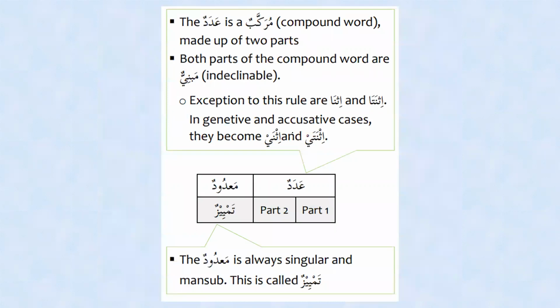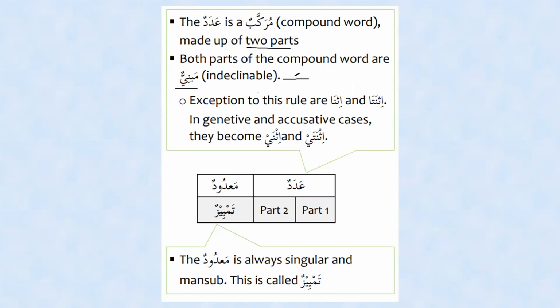But before we move on to 13 to 19, we have a little bit more information over here. The adad is a murakkab. A murakkab means a compound word made up of 2 parts. So adad is always a compound word, always 2 parts. Both parts of the compound word are mabniyun. So very, very important: both parts of the compound word are mabniyun, and I must add over here that mabniyun al-fath, yani they will always end with fatha. So the compound numbers from 11 and then from 13 to 19, 12 is an exception.